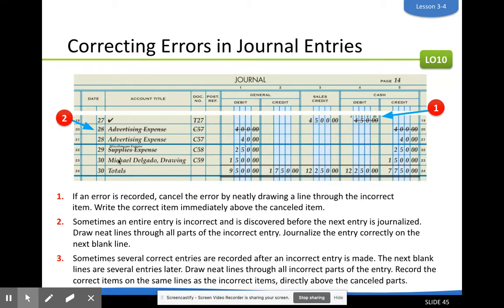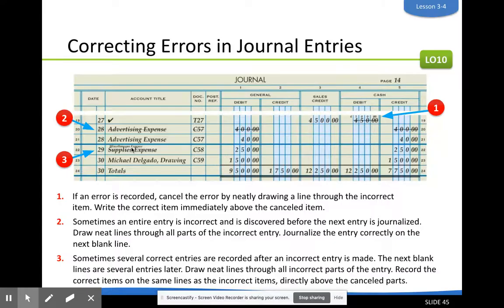The third one is when we make an error and we don't catch it until maybe the end of the month and we've already journalized transactions below. Well, we know that journals have to be in chronological order, so now we cross out our error, which is just the difference between we had originally debited supplies expense when it should have been miscellaneous expense. So we write miscellaneous expense right above our error.